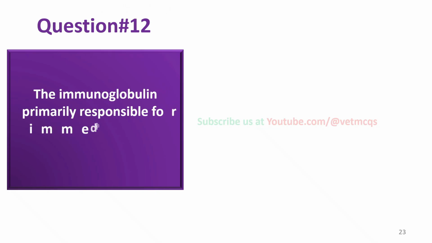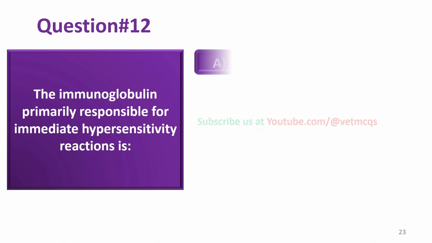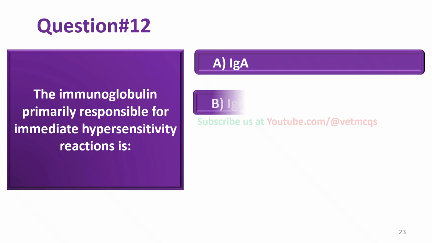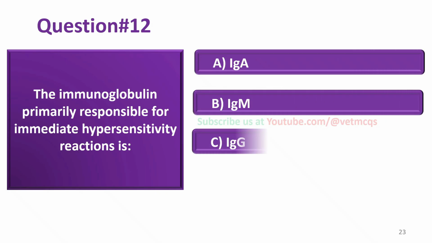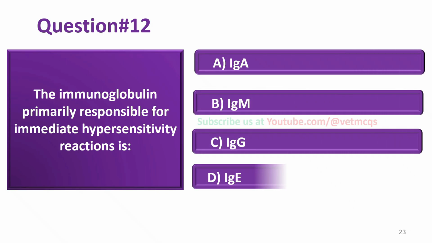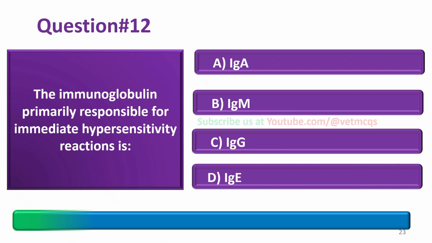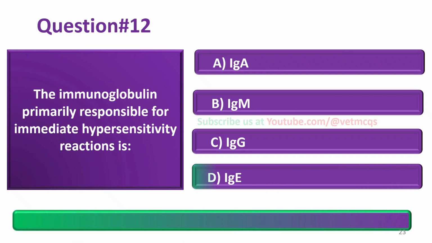The immunoglobulin primarily responsible for immediate hypersensitivity reactions is IgA, IgM, IgG, IgE. And the correct answer is option D, that is IgE.